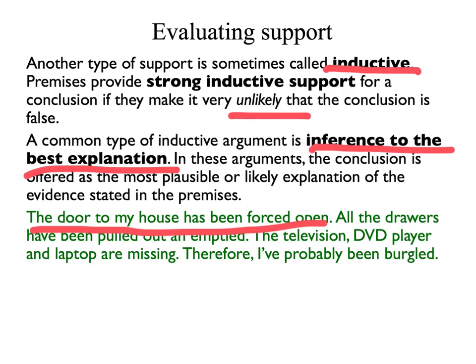What conclusion can I draw from this? That I've been burgled. Because that hypothesis, that someone's broken in, is the most plausible explanation of these facts that are stated in the premises. There are maybe other possible explanations, but that's the most plausible one. So with any argument like this, to evaluate whether the premises support the conclusion, the question is always, are there alternative explanations that are either just as plausible or even more plausible?